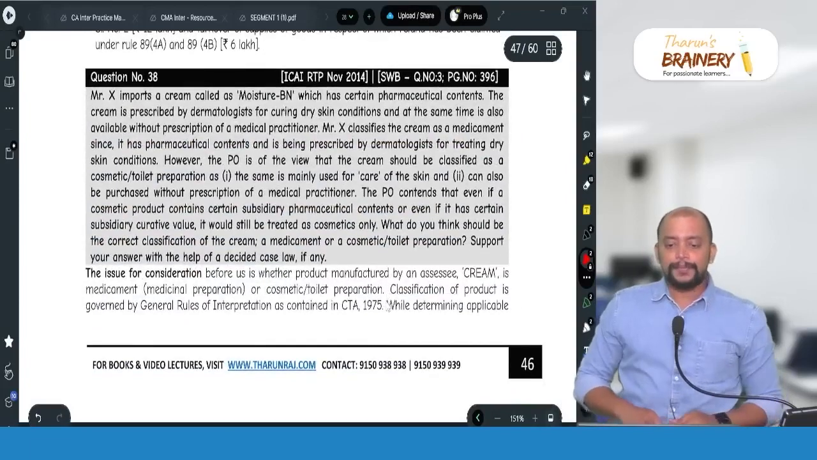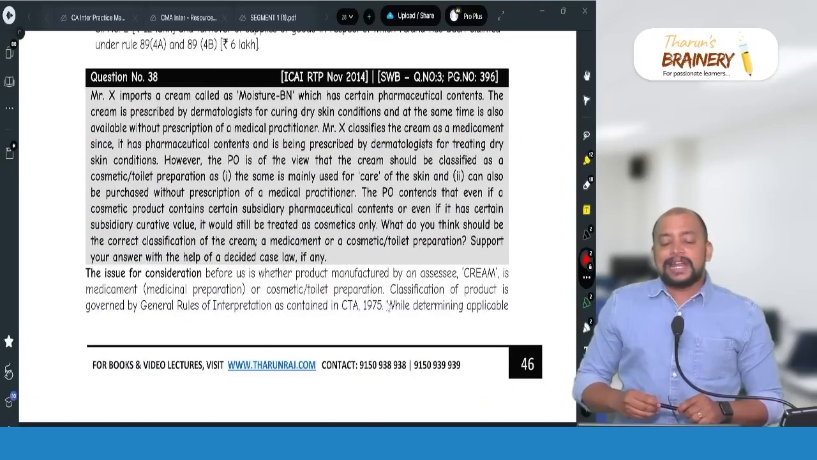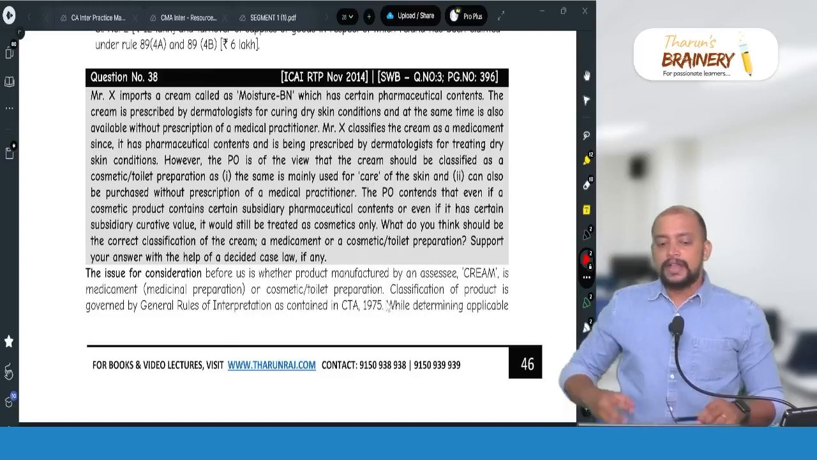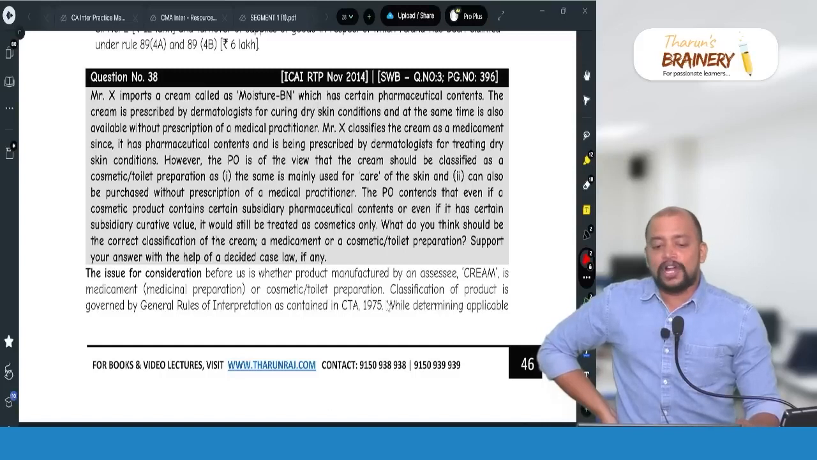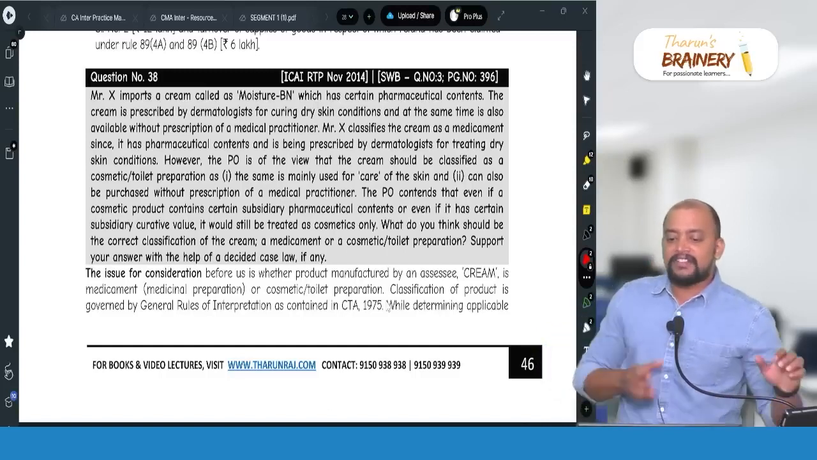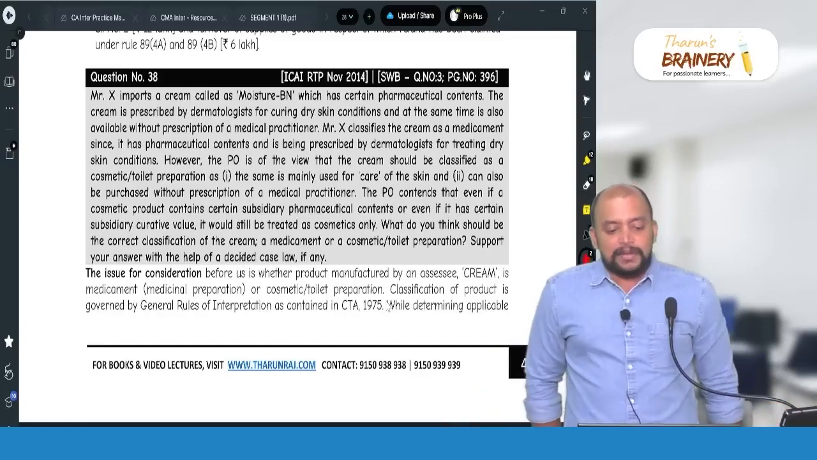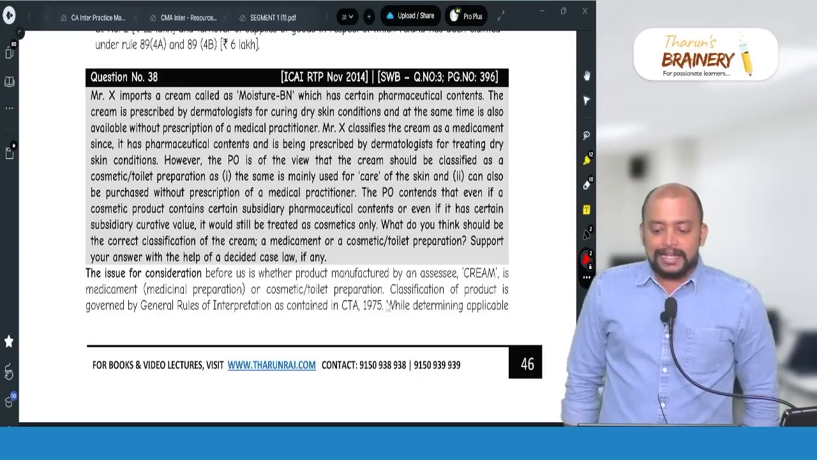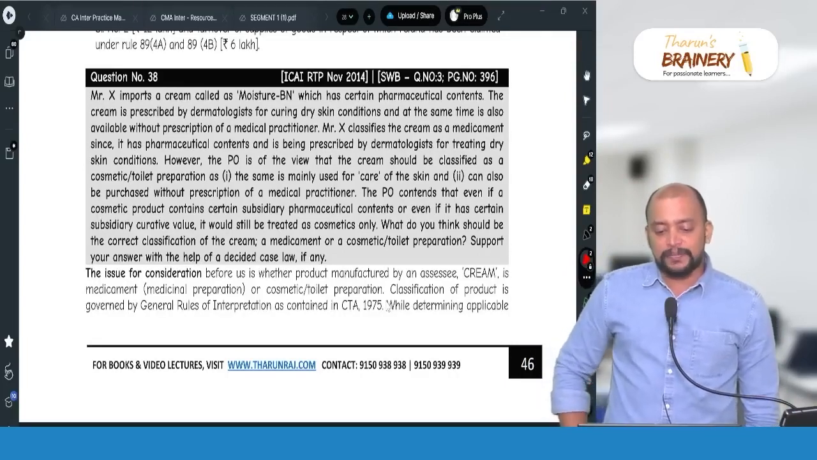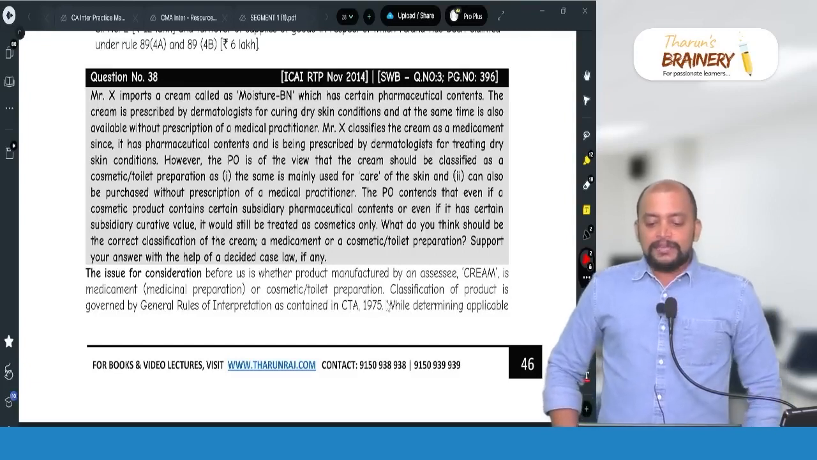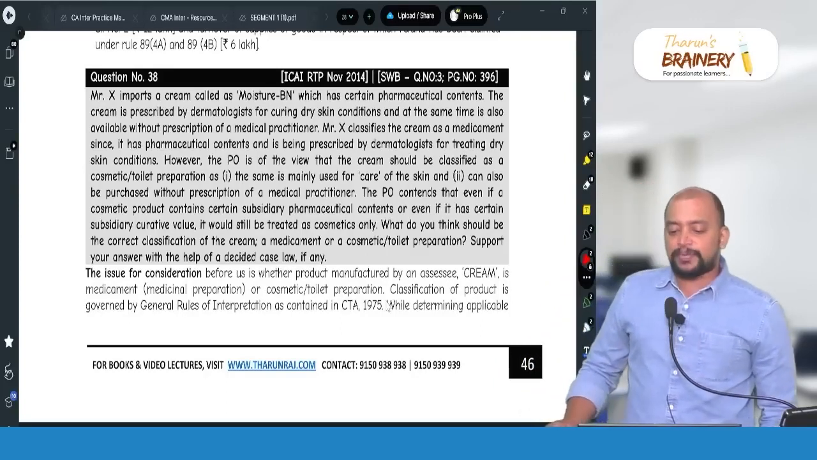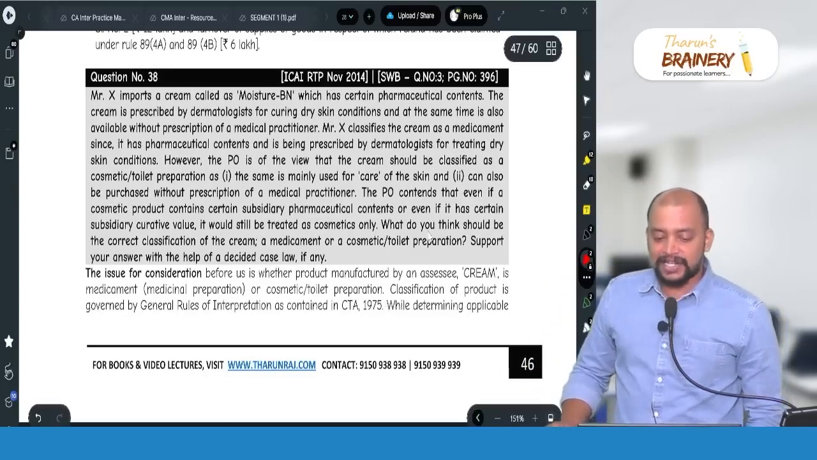Then next one, page number 396. Mr. X imports a cream called Moisture BN, which has certain pharmaceutical contents. The cream is prescribed by a dermatologist for curing dry skin condition, and at the same time is also available without the prescription of a medical practitioner. Mr. X classifies the cream as medicament, since it has pharmaceutical contents and is prescribed by the dermatologist for treating dry skin condition.